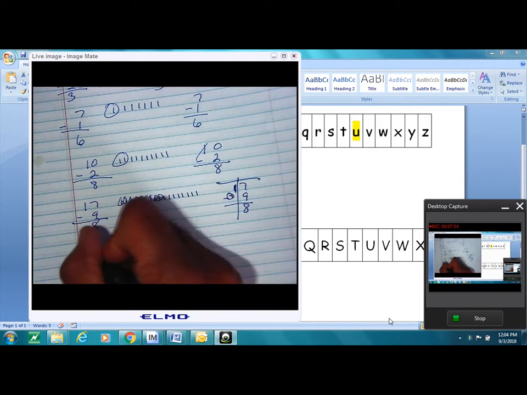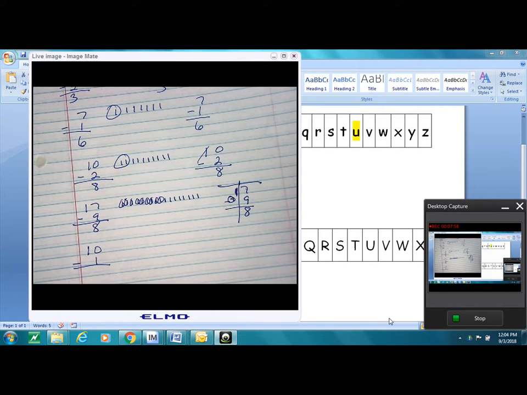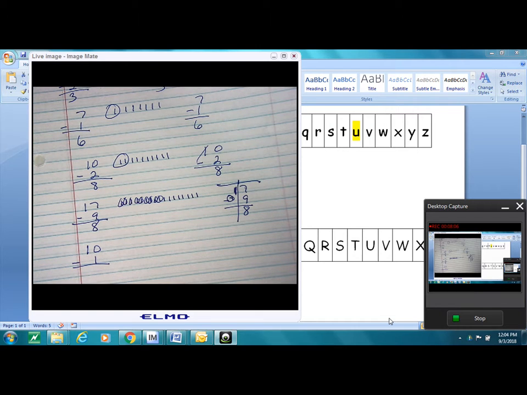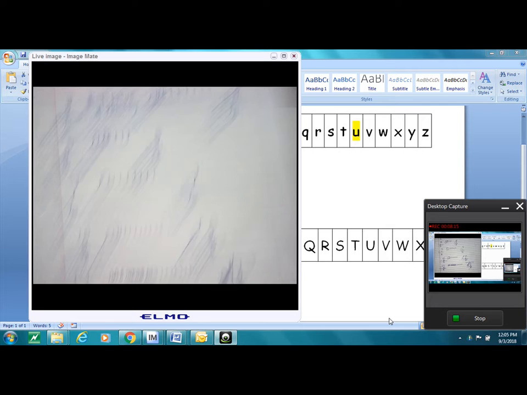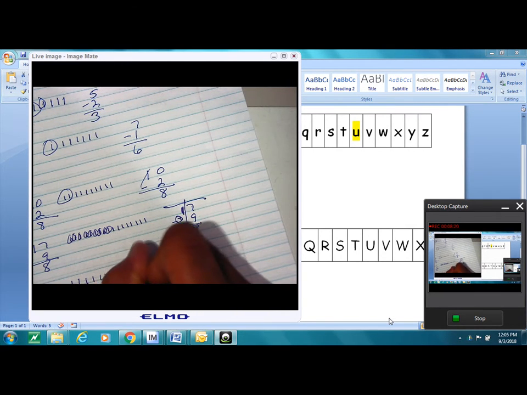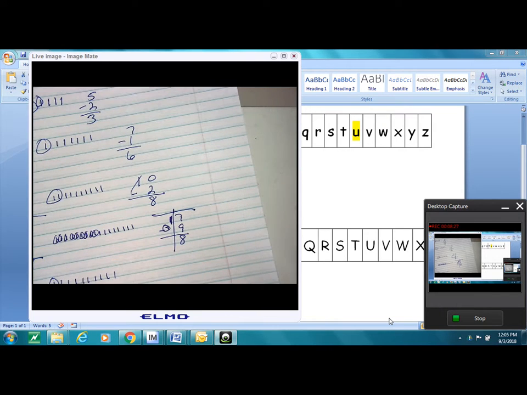Let's do 10 minus 1. If you hold up 10 fingers, all of my fingers won't fit in the view, but if you hold up 10 fingers, do that, and drop 1, do that, you end up with 9. Okay? Or 1, 2, 3, 4, 5, 6, 7, 8, 9, 10. Give 1 away. 1, 2, 3, 4, 5, 6, 7, 8, 9. Okay? That's the second way.